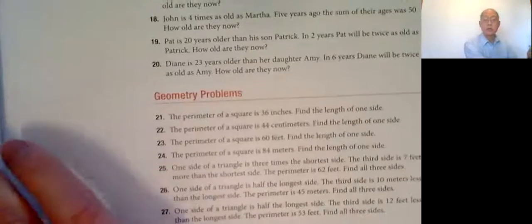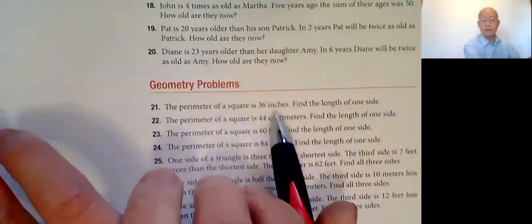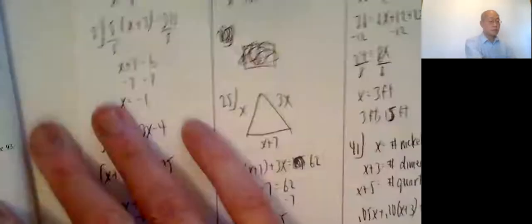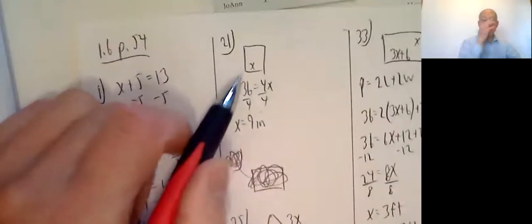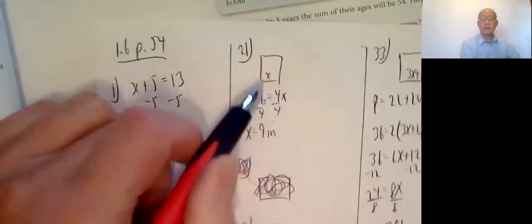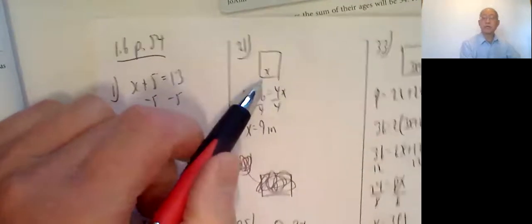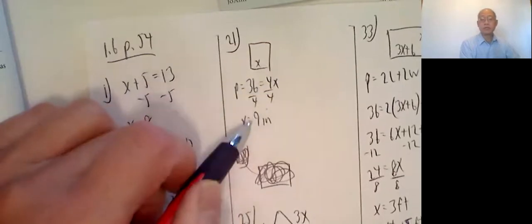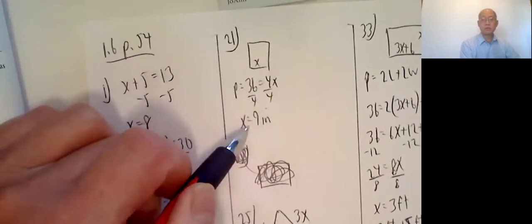Problem number 21. The perimeter of a square is 36 inches. Find the length of one side. So I've drawn myself a little square. Perimeter is 36. The formula for the perimeter of a square is 4x. Since there's 1, 2, 3, 4 sides, the property of a square is that they're all equal sides. So 36 equals 4x. Simply divide by 4. So x equals 9 inches.